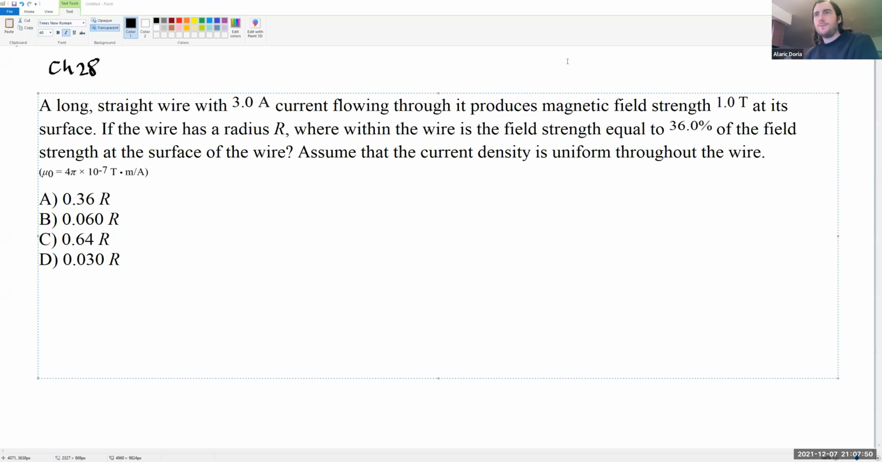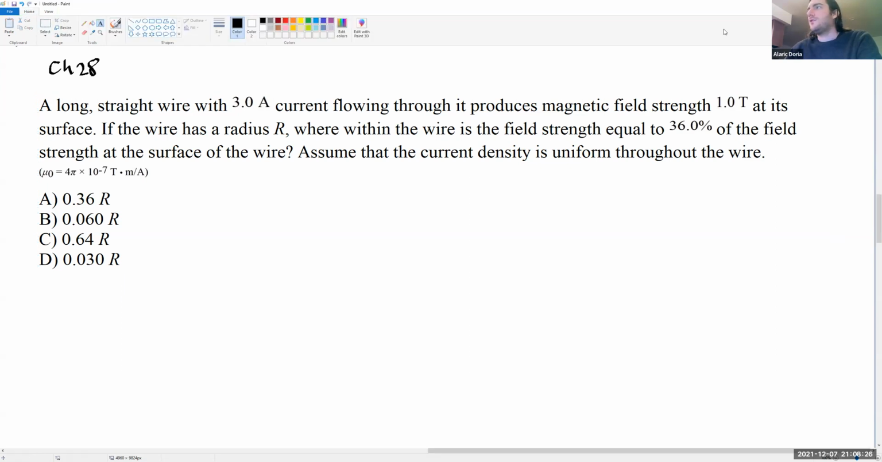All right, chapter 28. A long straight wire with 3 amps of current flowing through it produces a magnetic field strength of 1.0 Tesla at its surface. If the wire has a radius r, where within the wire is the field strength equal to 36% of the field strength at the surface of the wire? Assume that the current density is uniform throughout the wire. And you're given the constant mu naught there. Of course, that'll be given to you on the test.